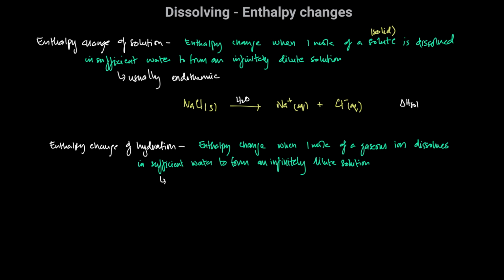So enthalpy changes of hydration are always exothermic. The reason they're always exothermic is because we're starting with gaseous ions, which are highly unstable, highly reactive, at a very high energy, to form aqueous ions. These gaseous ions are dissolving in water to form aqueous ions. Aqueous ions are relatively stable, so they're relatively low energy. So you're going from a very high energy gaseous ion to a relatively low energy aqueous ion. Therefore, there's going to be energy released. The enthalpy change is negative. So enthalpy changes of hydration are highly exothermic.